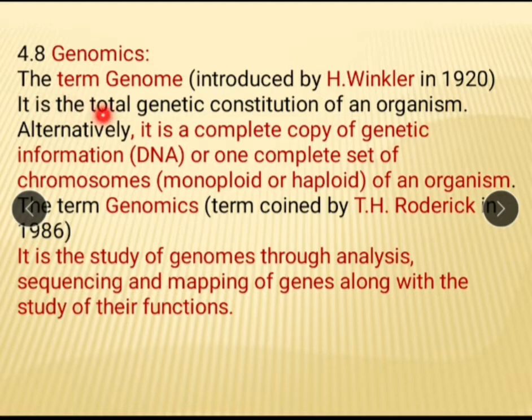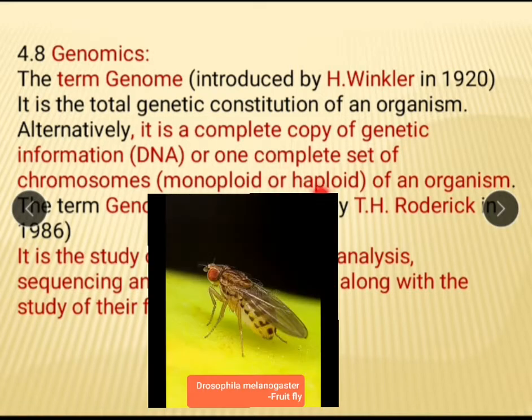Actually, what is genome? It is the total genetic constitution of an organism, or the complete copy of genetic information, that is DNA, or one complete set of chromosomes, monoploid or haploid, of an organism. Monoploid means one set, haploid means one set. For example, in the case of a human being, a haploid set means 23 chromosomes.